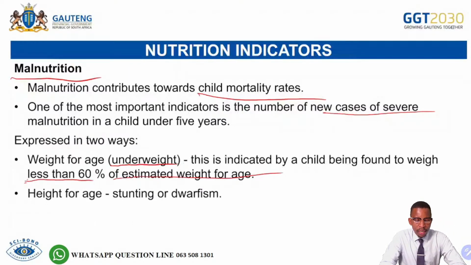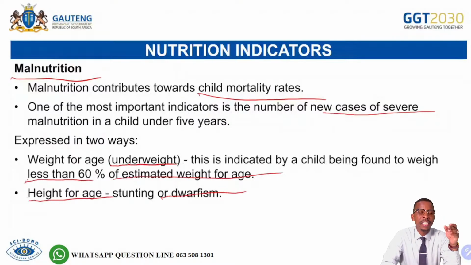And then also height for age, which is known as dwarfism. In this situation, under healthcare facilities, they check that the height of a child must be in line with the age of the child. Otherwise, that can be regarded as what we call dwarfism.